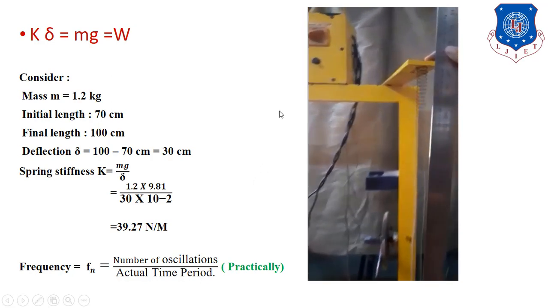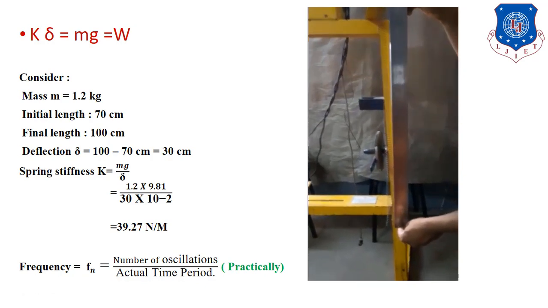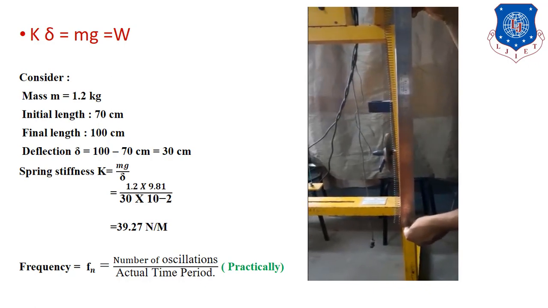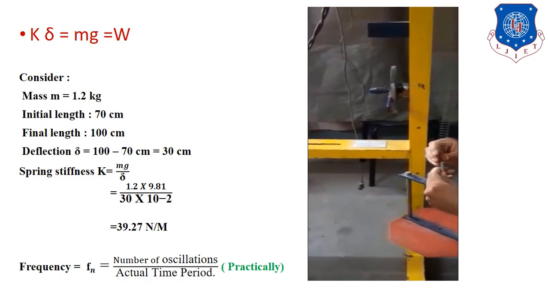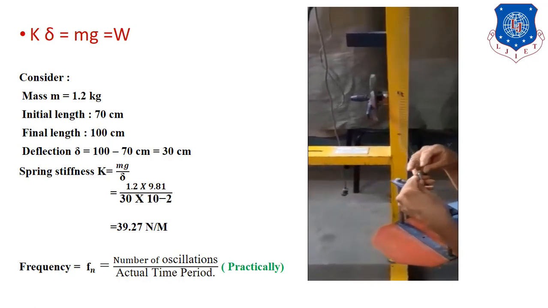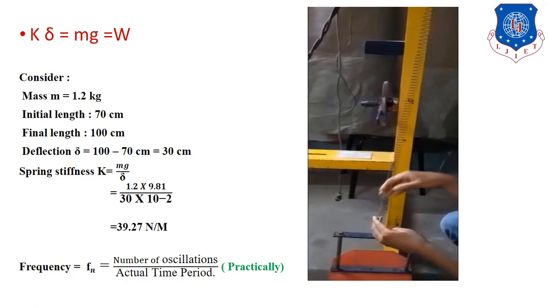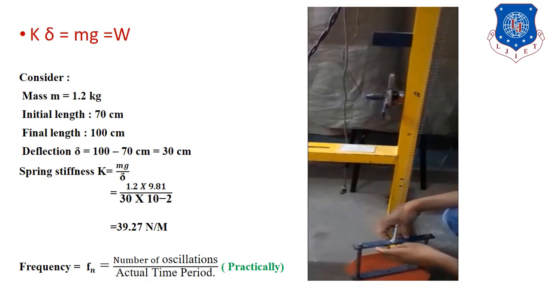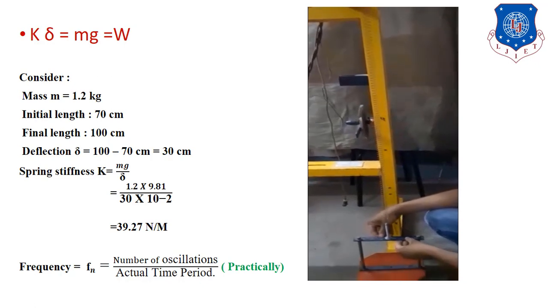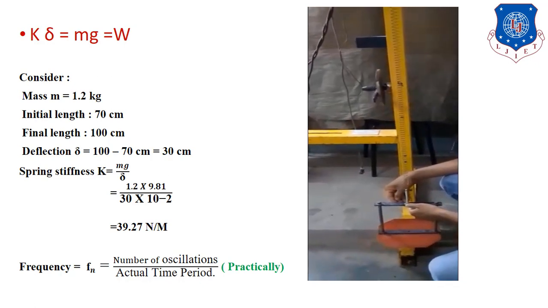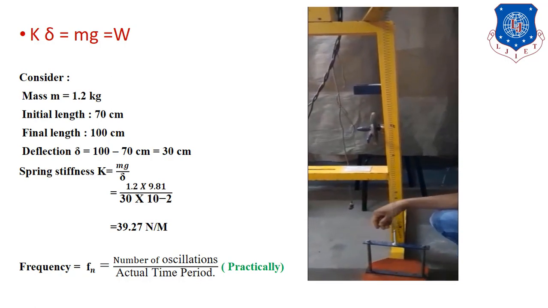Here the initial length of the spring is 70 centimeters. You can see that on our scale. So the free length of the spring is 70 centimeters. Now we have to place the mass. Here the mass is considered as 1.2 kg. So if we place the 1.2 kg mass, the spring will stretch, and we have to measure the final length of the spring after placing the mass. Here you can see that the spring is in the stretched position. So we have to measure the final length of the spring after placing the mass.